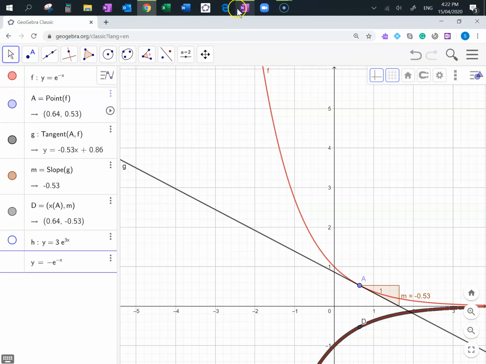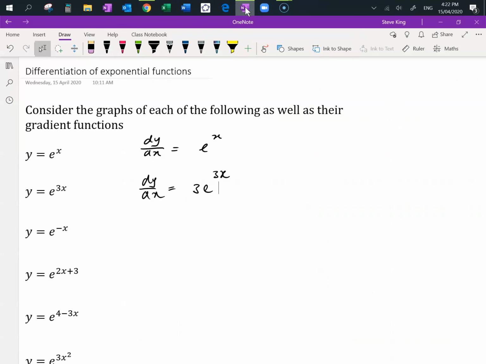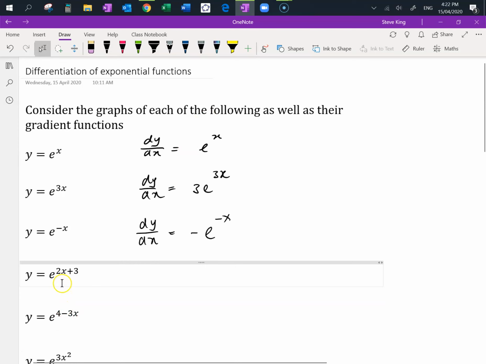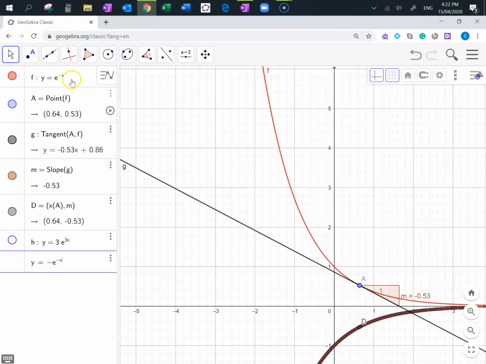So if I go back to my set of examples, what do I have here? I've got dy dx, and that's going to be minus e to the minus x. So we look at the next one. E is equal to 2x plus 3.